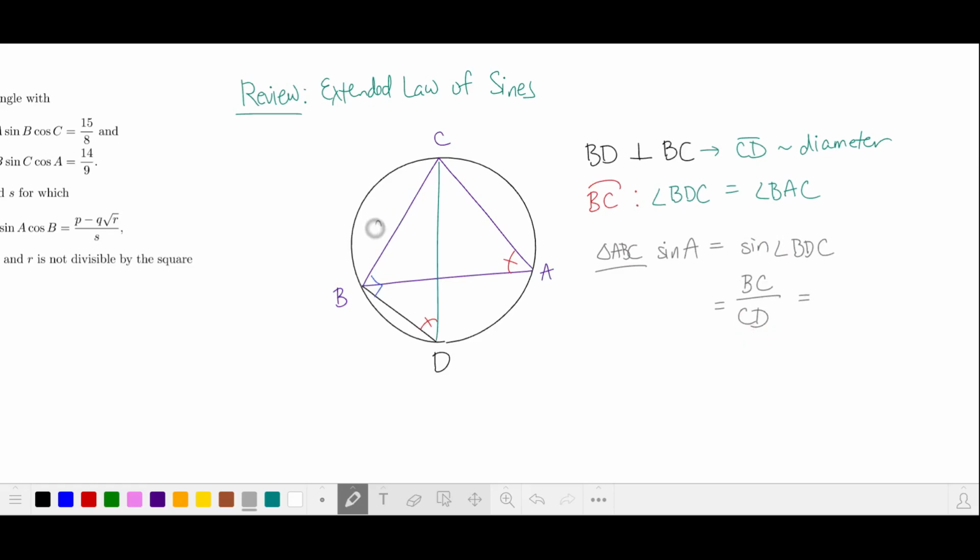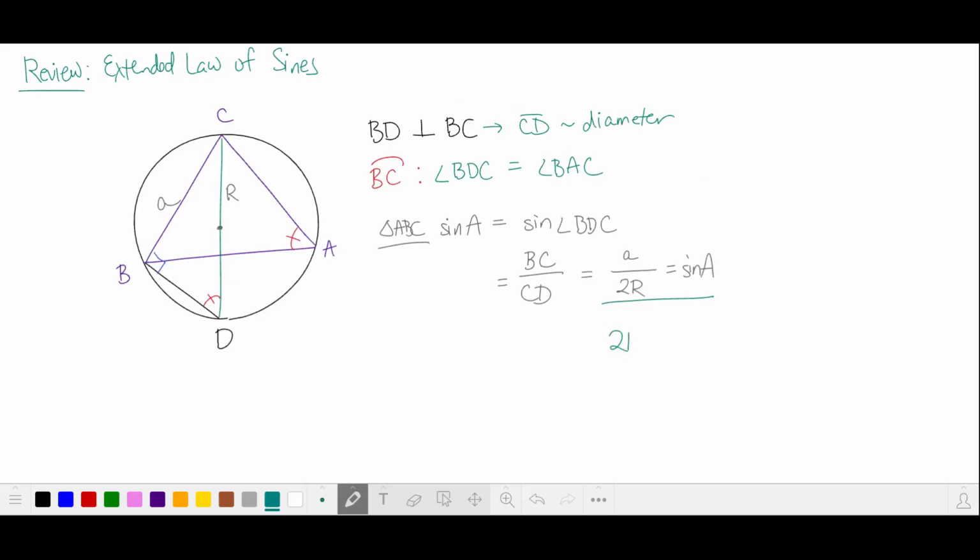If we label this opposite side lowercase a, and CD is the diameter of our circle, let's say that the radius is r, so this is 2r. Writing this in terms of 2r, this is a over sine A, and without loss of generality, b over sine B and c over sine C.